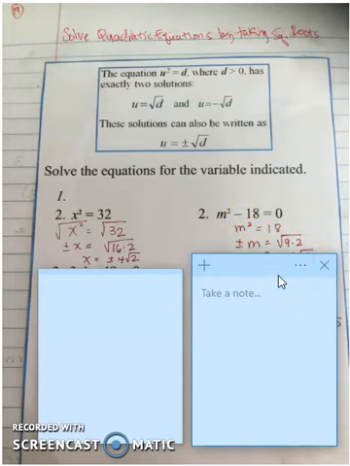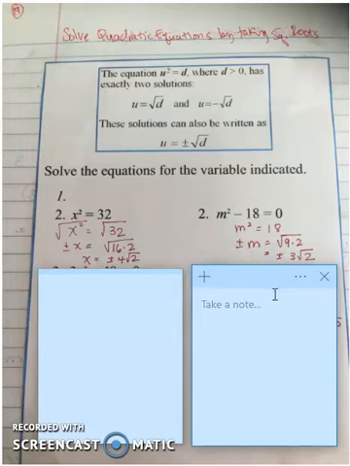Now 18 again is not a perfect square either, so we're going to break that up into 9 and 2 because 9 is a perfect square. You'll take the square root of each of those, and when you do that, you end up with 3 root 2. And then we're going to carry over that plus or minus that came from the m. So final answer is m is equal to plus or minus 3 root 2.